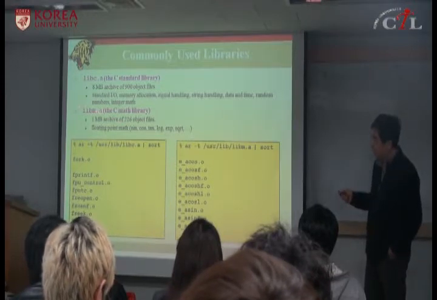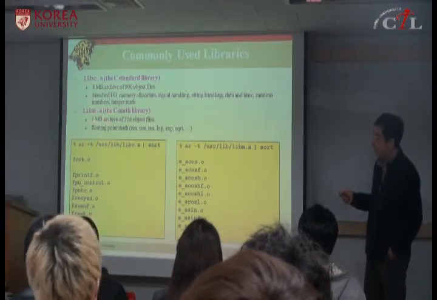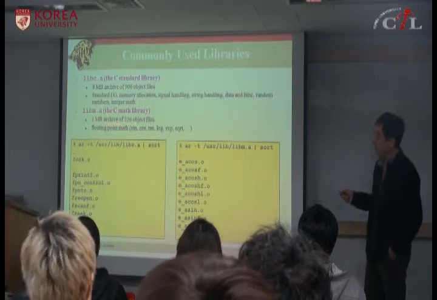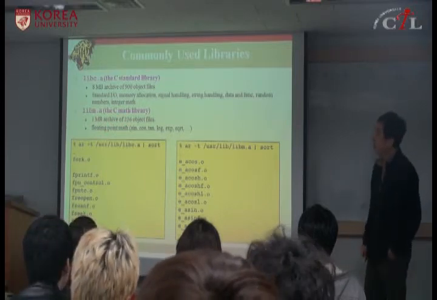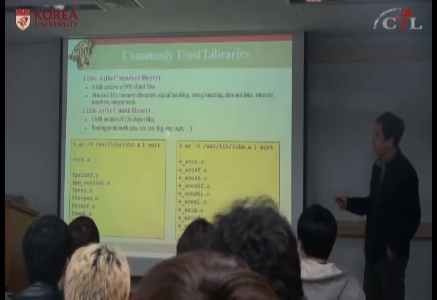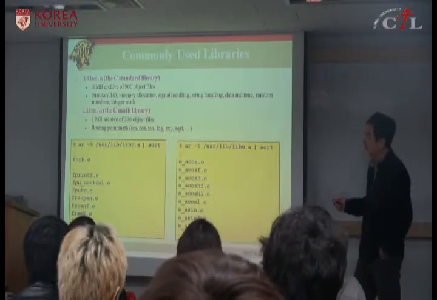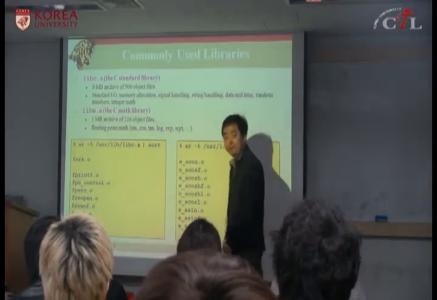And the C math library is libm.a. It is about 1 megabyte, and there are about 226 object files. It has sine, cosine, tangent, log, logarithmic functions, square root, etc.